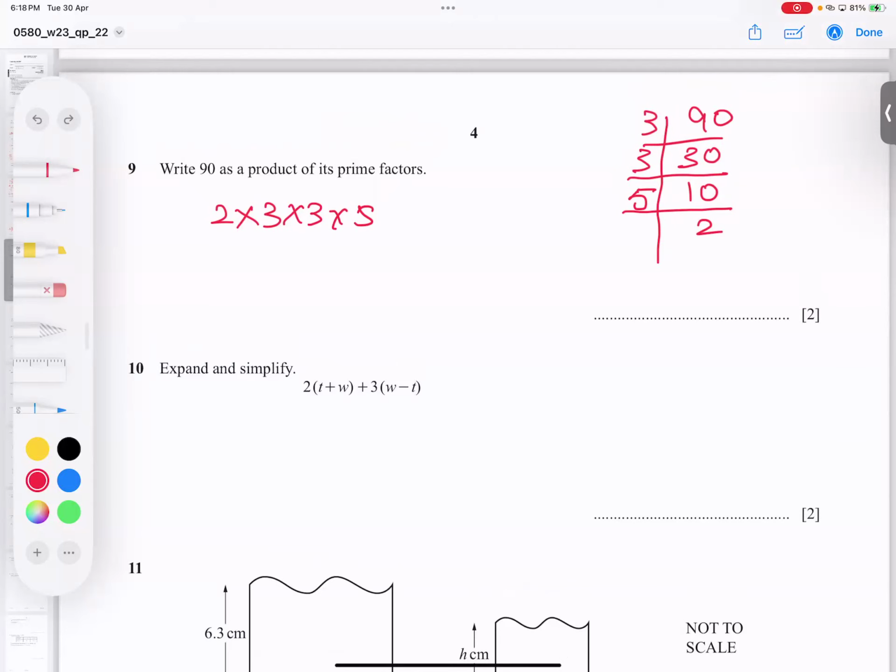Expand and simplify, and be careful. There were 2 times t, I got 2t. 2 times w, I got 2w. So 3 times w, I got 3w. 3 times t, I got 3t.